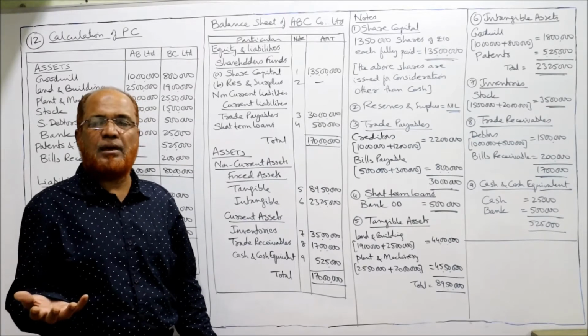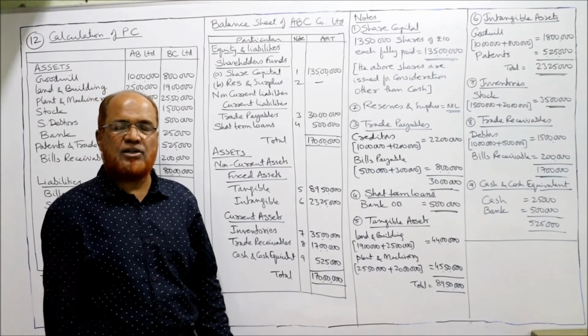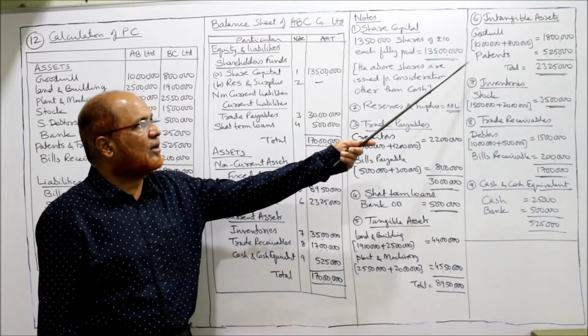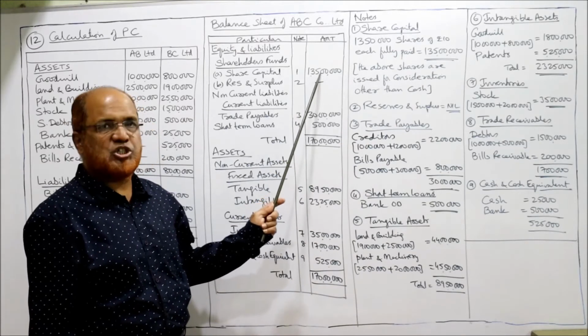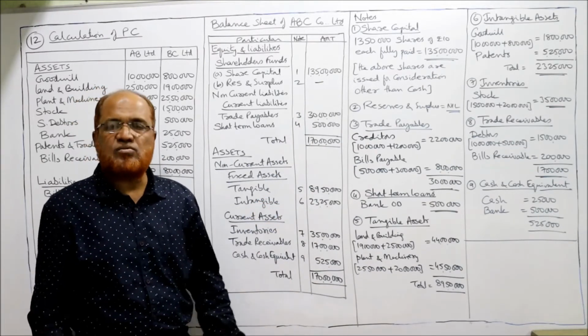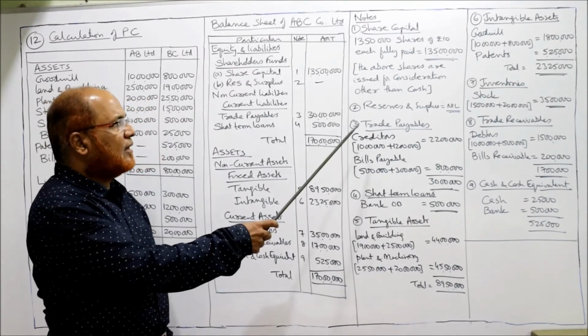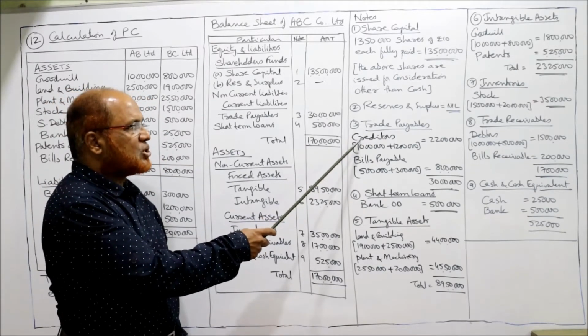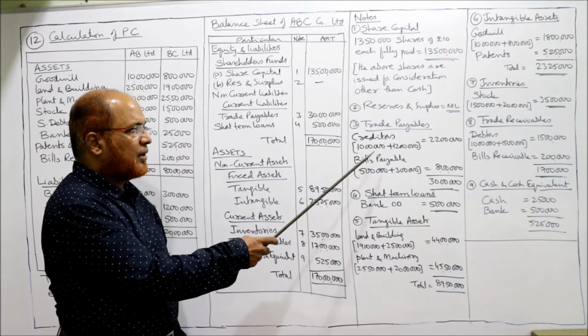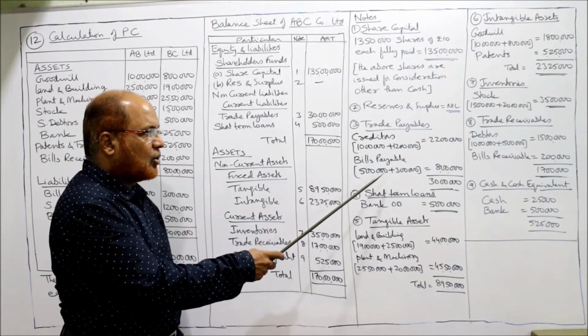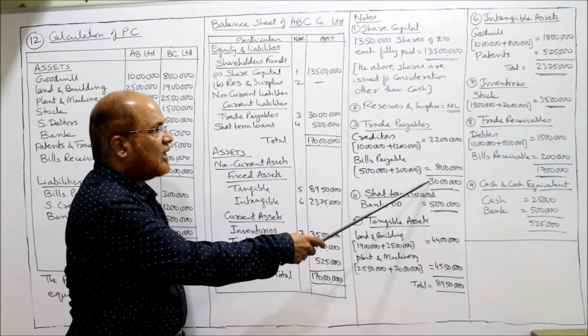ये नई कंपनी है ABC, इसीलिए only shares issue कर रही है. तो this 1 crore 35 lakh will be taken in the balance sheet. New company is there, that's why no reserves and surplus. Then trade payable. Trade payable consists of trade creditors and bills payable. दोनों कंपनी के creditors ऐड कर दो, दोनों कंपनी के bills payable ऐड कर दो, 30 lakh.